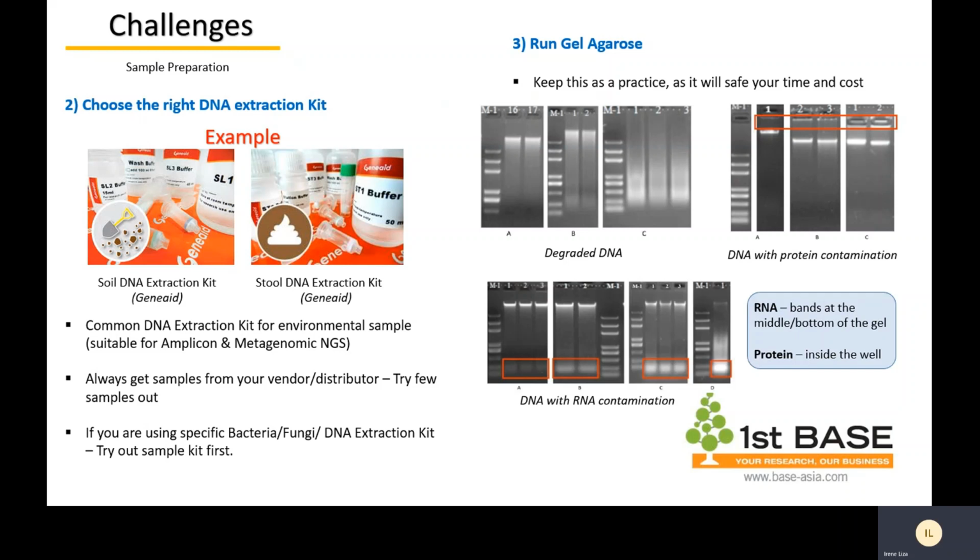So another common thing that you will also see is DNA with protein contamination and DNA with RNA contamination. So how do you identify them? Protein contamination, usually you will see in the wells. So when you run DNA, you'll see protein contamination in the well itself. Okay. Then as for RNA, you will see it at the bottom.